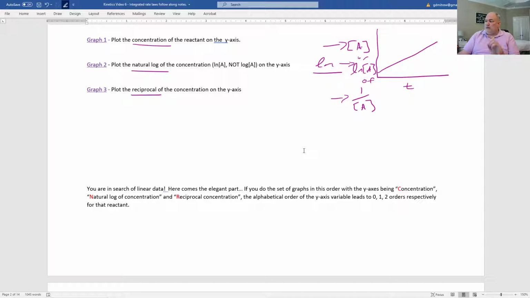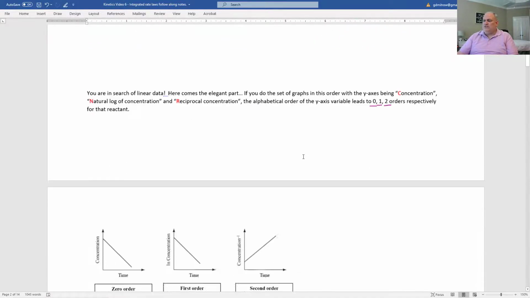And what that means is, if we get a concentration graph that is a straight line, it'll be zero order. If we have a natural log graph that gives us a straight line, it'll be first order. And if we have a reciprocal concentration, which is this, giving a straight line, it'll be second order. Again, sounds kind of confusing, so let's take a look.